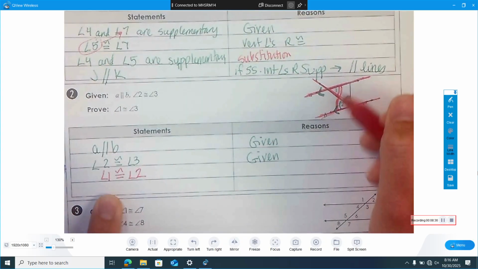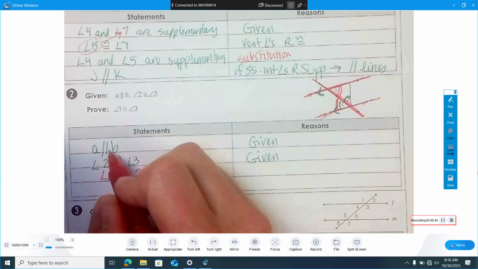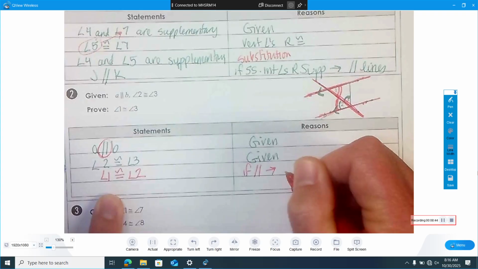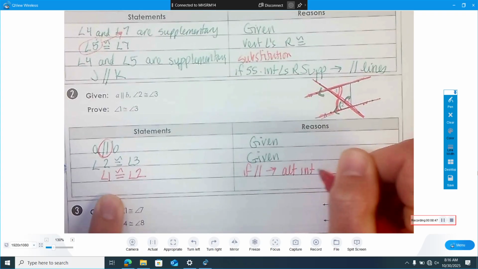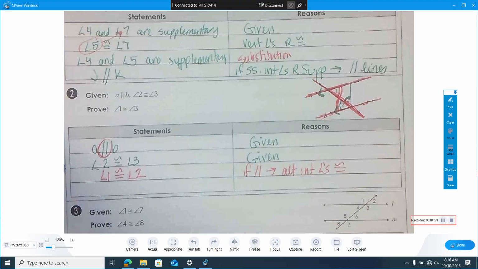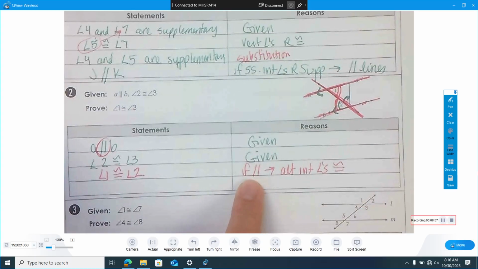What kind of angles are they? Alternate interior. And we know that because they gave us parallel lines. If parallel lines, alternate interior angles are congruent. So that is knowing parallel lines. So we start with what we know. We know we have parallel lines, then we know alternate interior angles are congruent. All right, ladies and gentlemen.